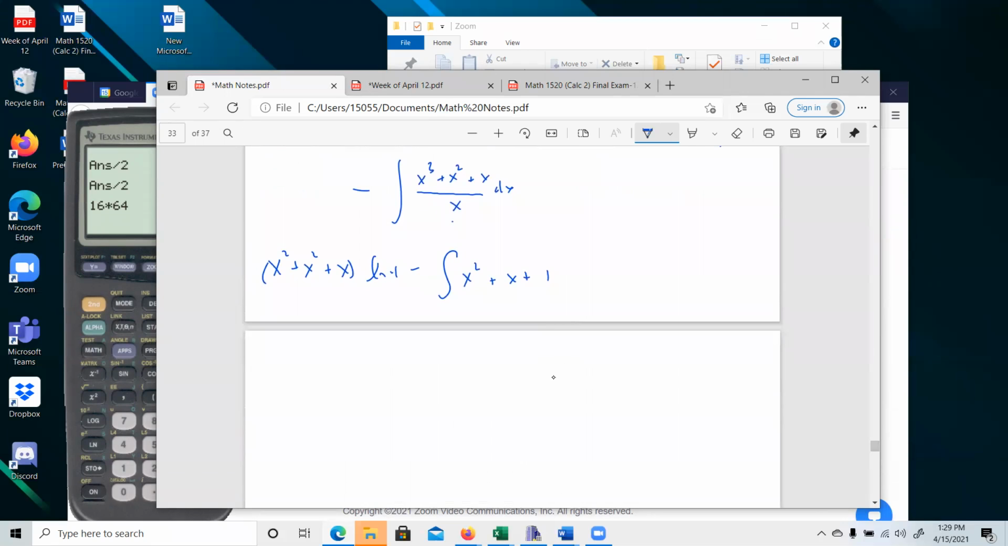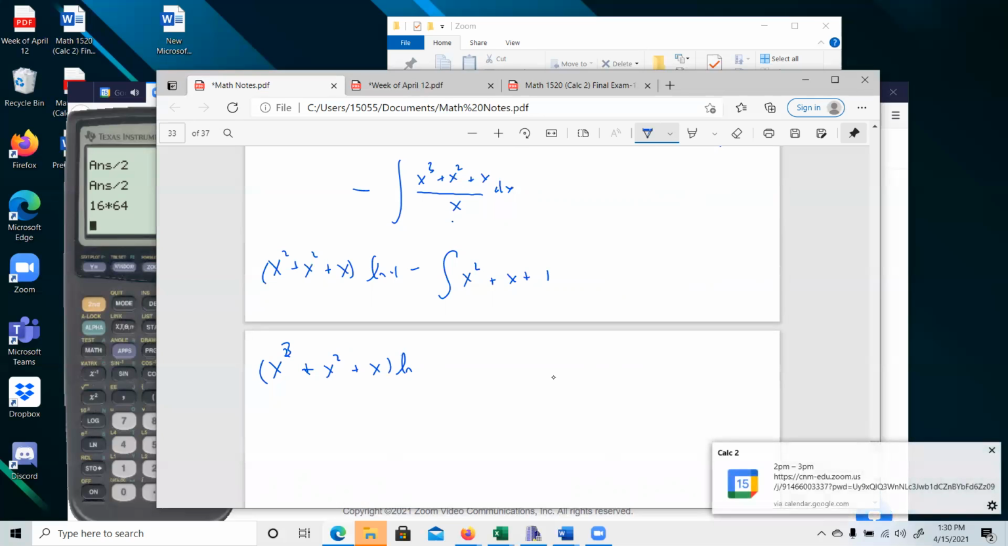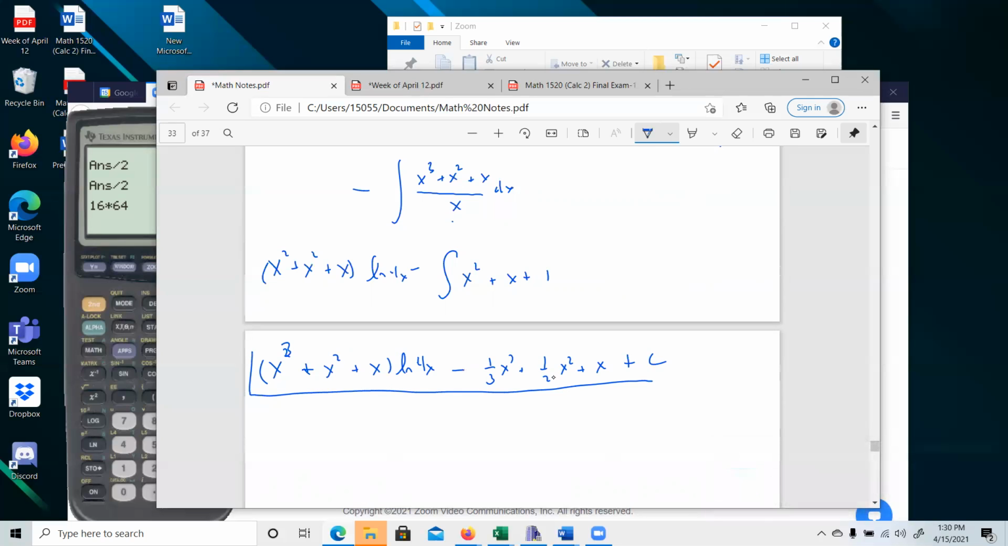So if you know what you're doing, not every problem I pick has to be the hardest problem you've ever seen before. I know some of them have been. Okay, ln 4x here, minus, go ahead and integrate this. So this is 1/3 x cubed plus 1/2 x squared plus x plus c. And there you go. That is delightful. That is how you do those two problems.